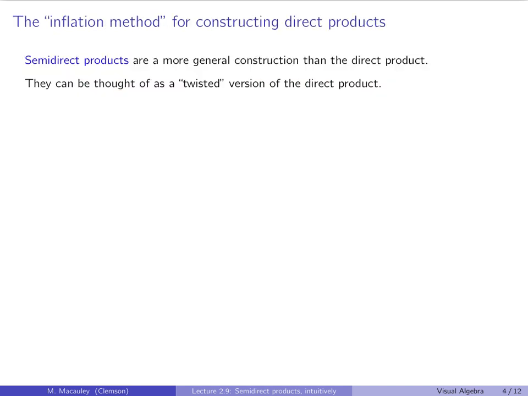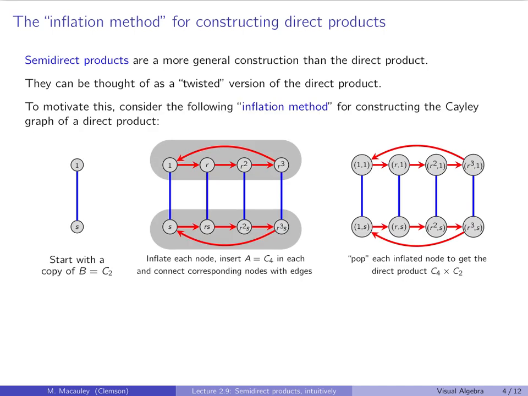Semidirect products are a more general construction than the direct product. They can be thought of as a twisted version of the direct product. To motivate this, consider the following inflation method for constructing the Cayley graph of a direct product. This is from Nathan Carter's Visual Group Theory book. Now, I'm not going to describe it in its full generality. I'm just going to do an example, and I think you should be able to extrapolate how this works for general groups.